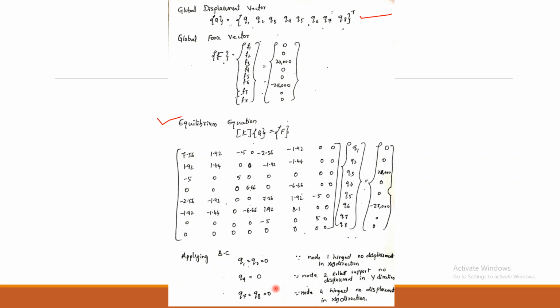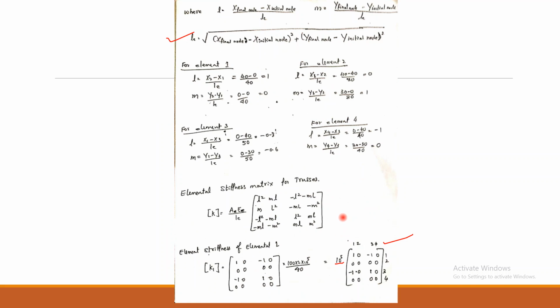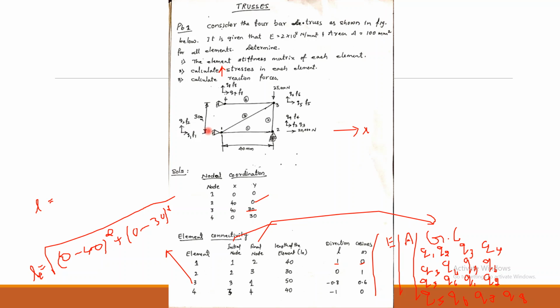elimination method. In order to have these boundary conditions, let us look into the displacement values. From the figure, node 1 is completely fixed, therefore Q1 equal to Q2 equal to 0, and node 2, since it is a roller support, can easily move in the x direction, but it is unable to move in the y direction. That is, Q3 is not equal to 0, but Q4 equal to 0. Okay, Q3 has some magnitude.